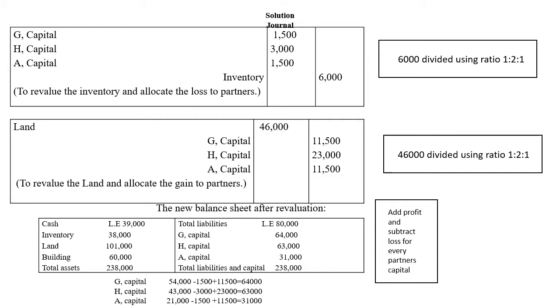And the same will be done for both H and A. Their beginning balances, you subtract from it the part that was given to the partner from the loss, and you add to it the part given to the partner from the profit. You get partner H capital to be 63,000 and partner A capital is now 31,000. So partner A, the one who is withdrawing from the business, his equity value is 31,000. And how much he's getting for leaving the business? They decided that he's going to get 31,000 cash to leave the business.